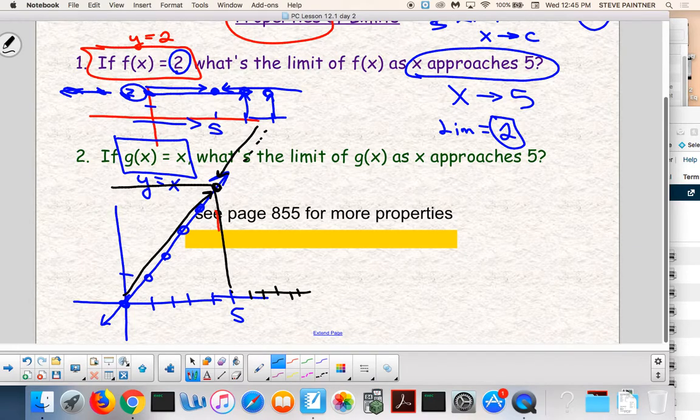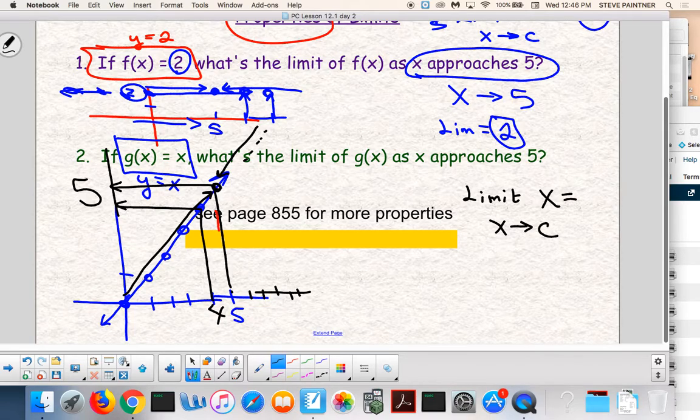What's that point over here? It is 5. Because if you tried 4, you'd get 4. 3, you'd get 3. But more or less, if you get simply x, then what's the limit of this function x when x approaches c? c. Do you agree? Yeah. Okay, because when I approached 5, the answer was 5. If I approach 4, it's 4. So you're right, it's c.